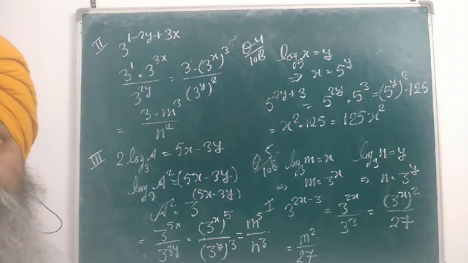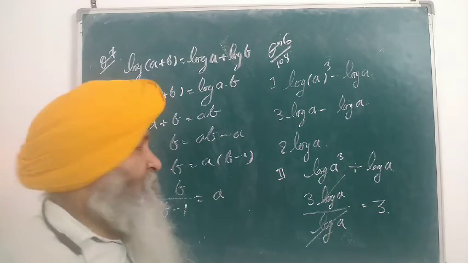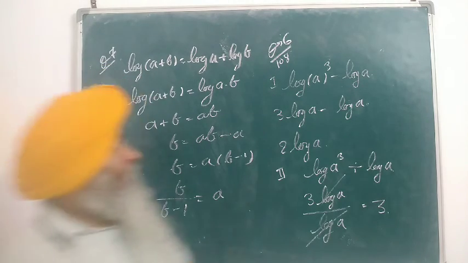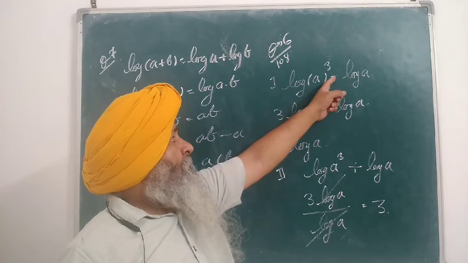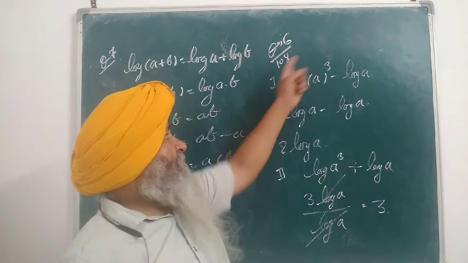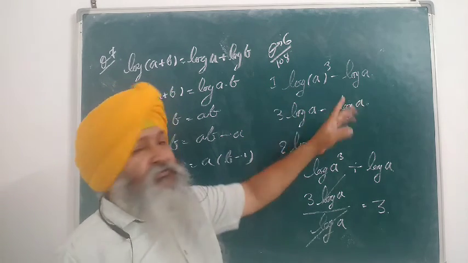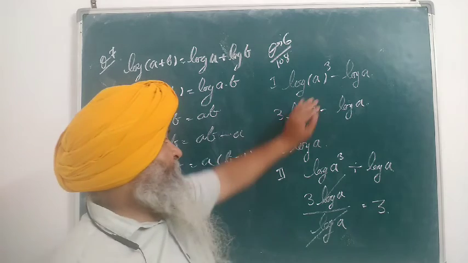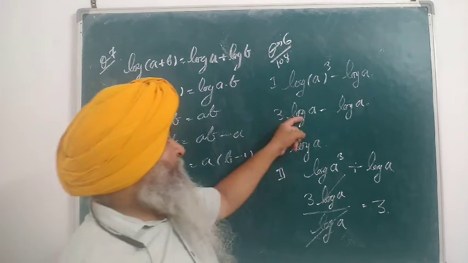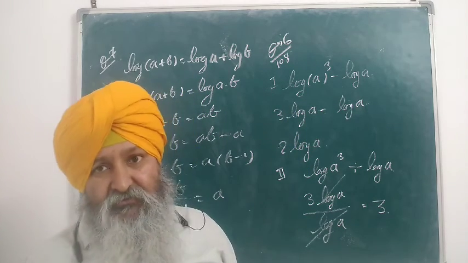Let us take question number 6. Now my dear student, question number 6. Log a cube minus log a. In log you know that the power comes forward, you get multiplied. 3 log a minus log a as it is. Let us imagine this is the apple. So 3 apple minus 1 apple, 2 apple. So that is your answer.